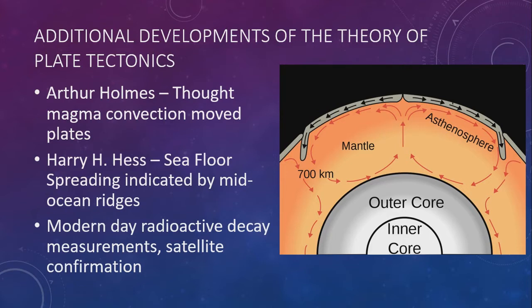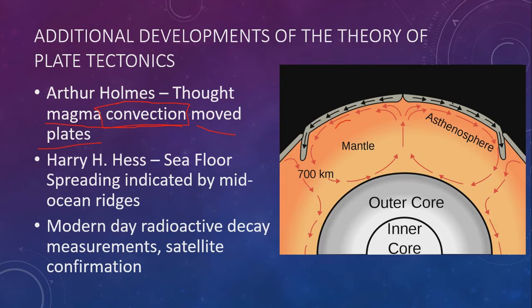So we had some additional advancements for the theory of plate tectonics. One was made by Arthur Holmes, who was an early supporter of this idea, and he suggested that basically something called magma convection would be what was moving the plates. And convection is a word that we will be coming across many times in this class, so it's good to get an early start on defining it.